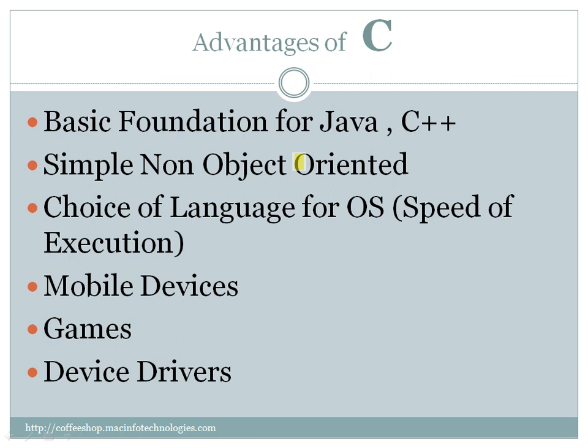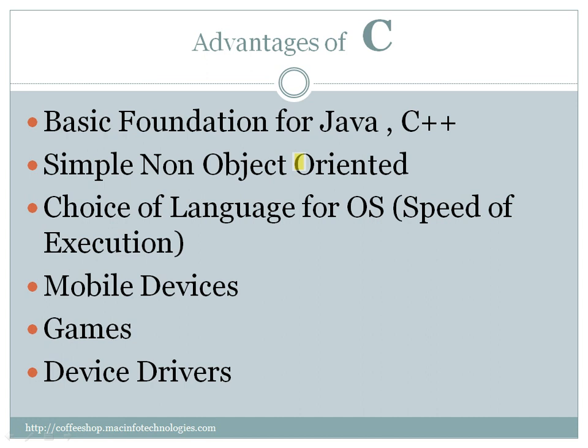It's a simple non-object oriented programming language. Don't worry about this non-object oriented feature. It's a programming style used in Java, C++. Here we are not discussing object oriented concepts because C is not an object oriented programming language. It's very simple. It will help you to learn the language elements easily.